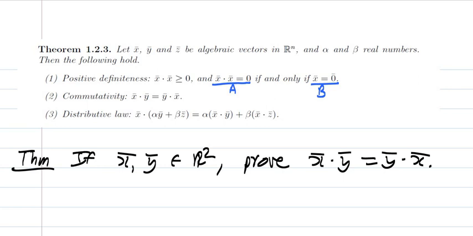All right, so please give it a go. We saw in our specific example that x dot y is the same as y dot x. This is always true, and this is known as commutativity.